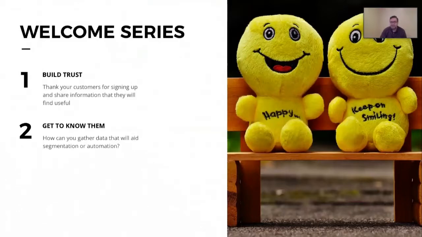The second email, get to know them. How can you gather data that will aid segmentation? How will you gather data that you could use for future automations? Can you find out their birthday to send them a coupon later in the year? Could you get them to self-identify the type of product category that they are looking to purchase from? And then finally, incentivize. These people have just opted in. They might be ready to buy.